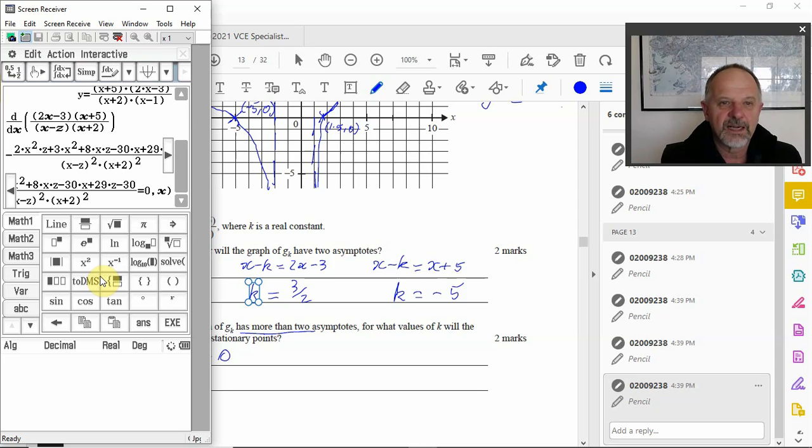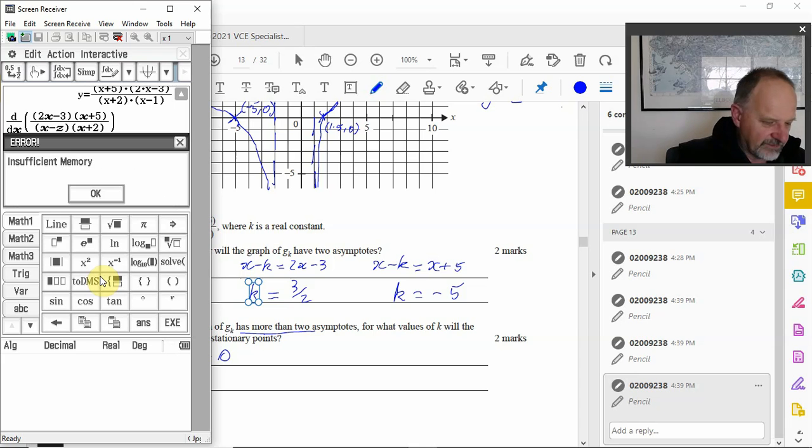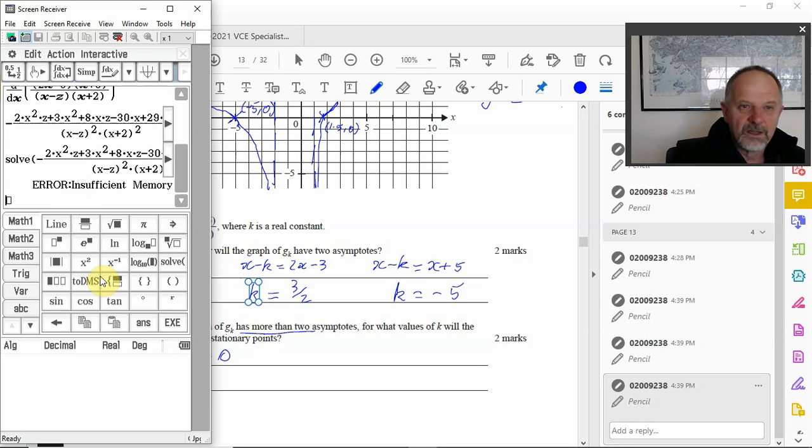It looks like it's going to take quite some time to solve that for x, which is a bit annoying, really. Right, I'll have to escape out of that and think about what it is then that we need to look at. It still hasn't given me the answer. Insufficient memory, see?